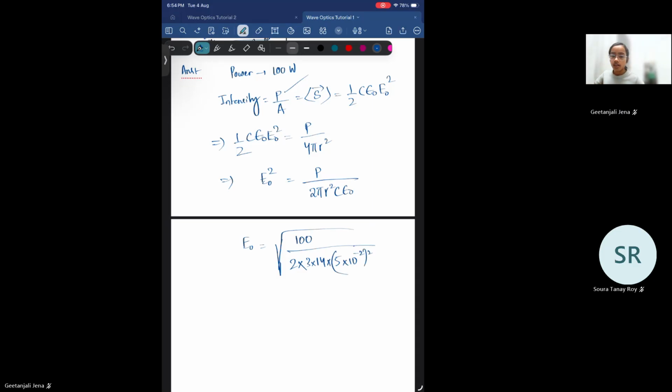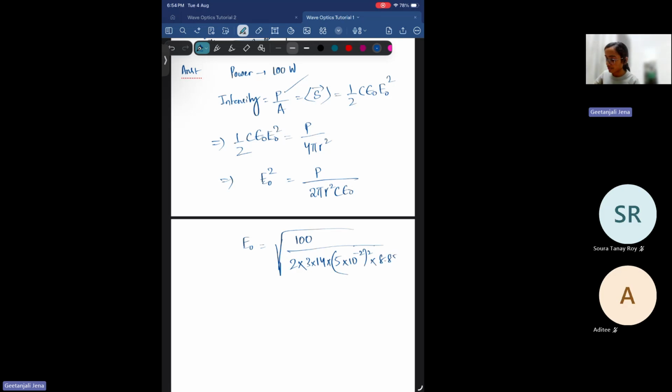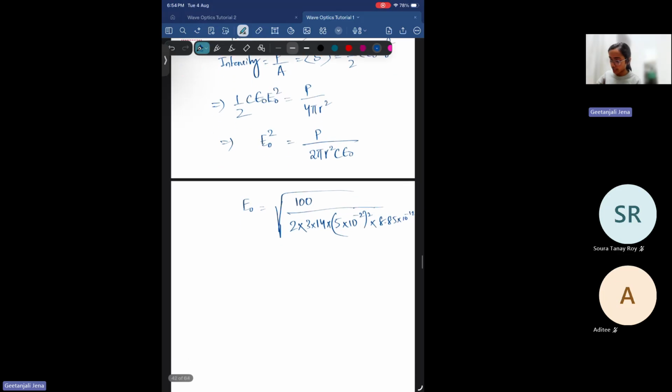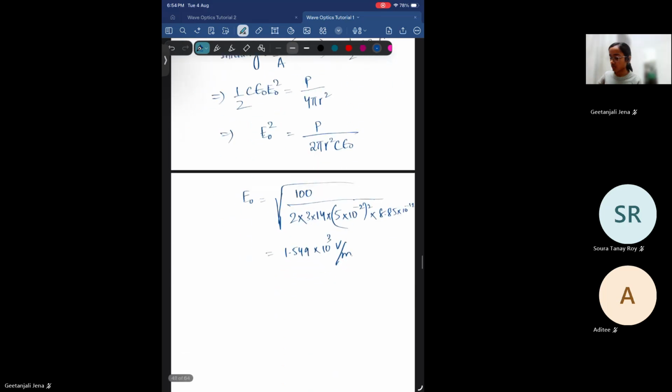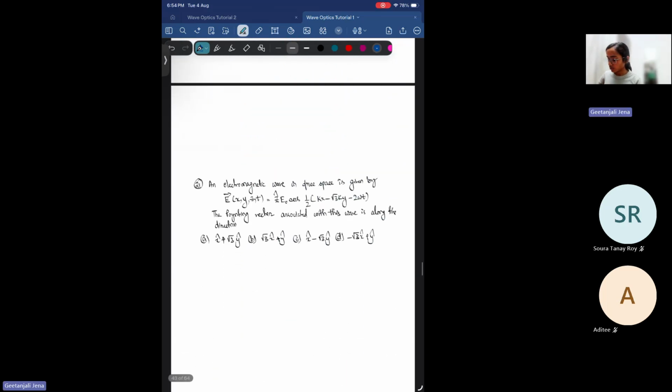And 4 pi, sorry, epsilon naught, you can put it as 8.85 into 10 to the minus 12. So from this, we get a value of E0 as 1.549 into 10 to the 3 volt per meter. So answer is A. So next question.